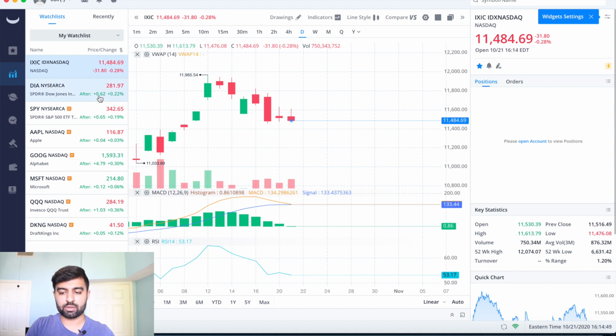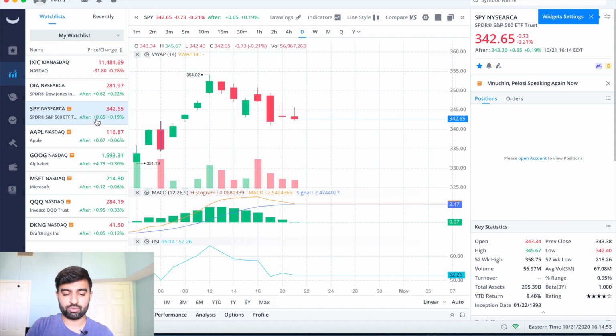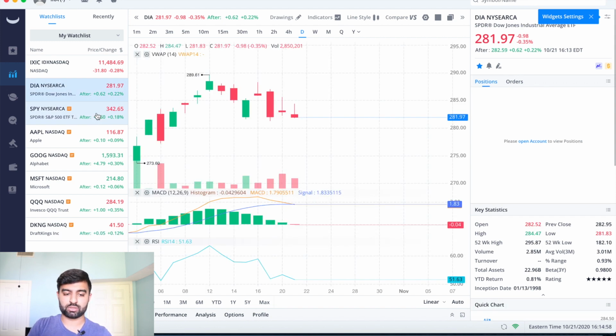Comparing that to the NASDAQ, it was down 0.28%. The Dow was down 98 points, which is 0.35%, and then the S&P was also down 0.2%. So a relatively flat day, a little bit up, a little bit down. But I want to point out the same thing in the Dow, right?